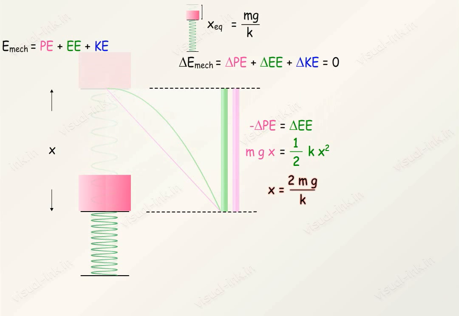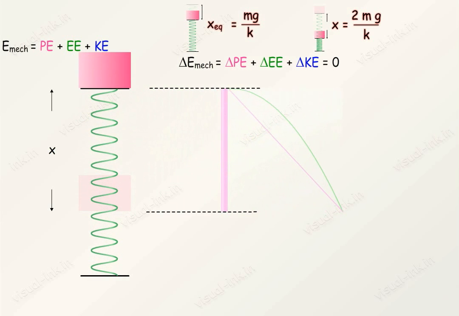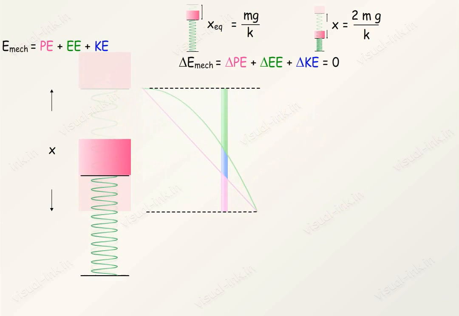Note that in this case, the spring is compressed by double the amount it was compressed in the state of equilibrium. Note that at this compression, the forces acting on the block are its weight mg and kx from the spring. Using x is equal to 2mg by k, we get the force due to spring equal to 2mg. So at this point, the block will start to accelerate upwards and will again reach this point. In the absence of any friction, the block will keep oscillating like this.